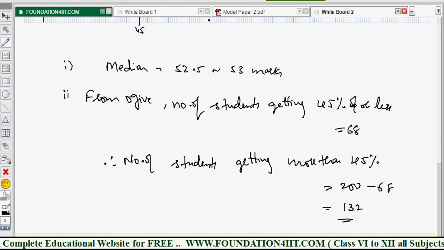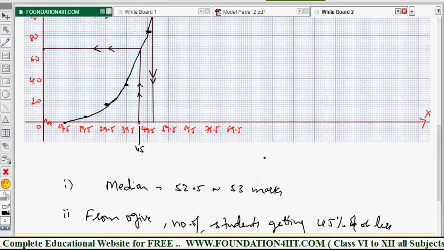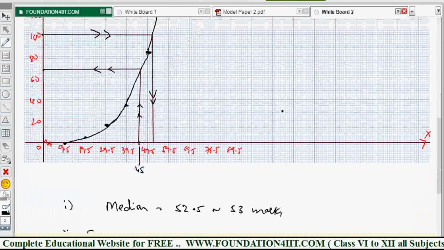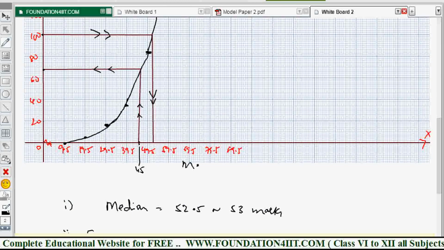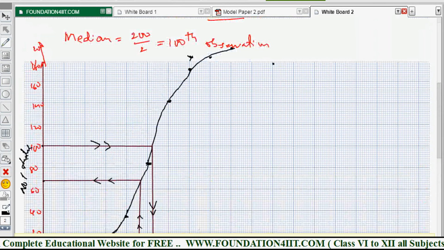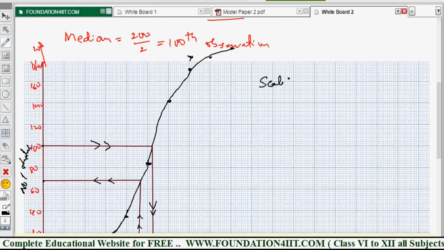So we can solve in this way, just by making the graph clearly first, x and y axis, and you need to write the names of the axes. It's compulsory. Marks on this axis, and number of students on this one. You need to write this clearly, and you can write the scale even. If you write everything perfectly, you get full marks.